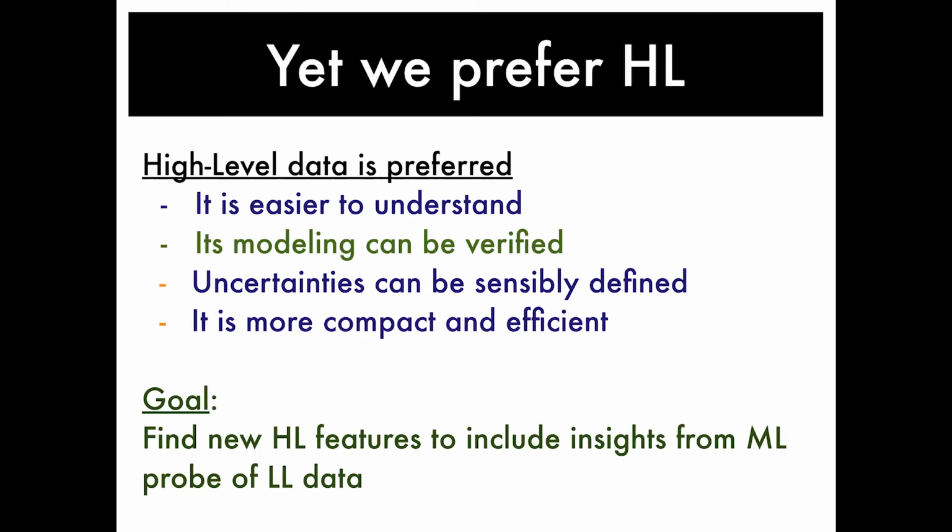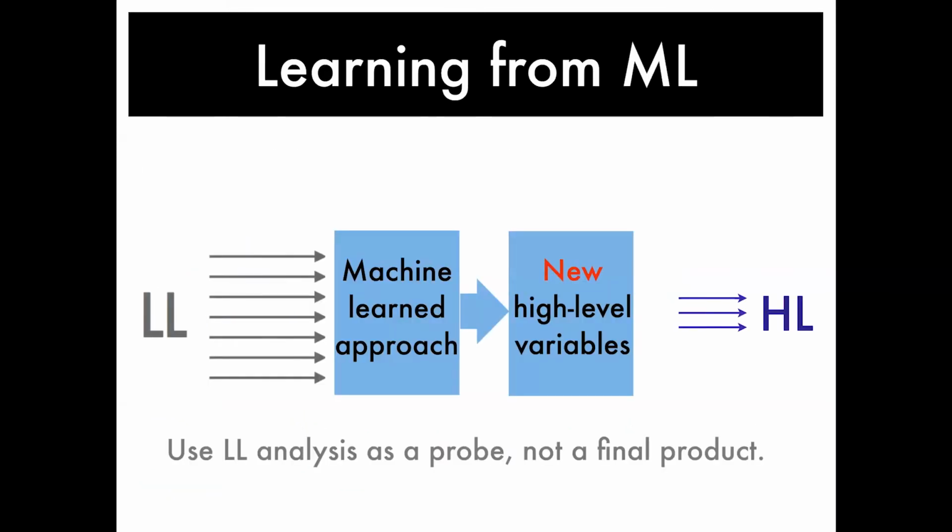And more importantly, we can't really verify the modeling of things that we can't understand. We can't define uncertainties sensibly if we can't understand them. And then just from a pure efficiency point of view, I would much rather carry around 7 compact features than 900. It's just simpler to do. And so the goal is instead of using neural networks which operate on low-level data as a tool in our analysis, use them as a probe, use them as a way to tell, is there information missing? So the first step would be the same, use machine learning, deep networks on low-level data to understand how much information is there. And then instead of using that as a final product, use it to motivate the definition of new high-level variables that have, we hope, gathered the insight extracted by the machine learning approach.